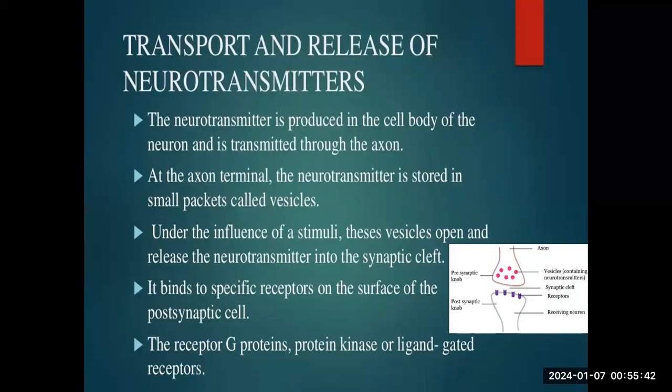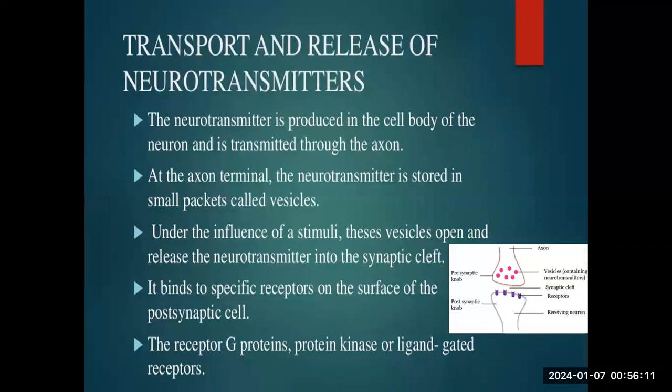Transport and release of neurotransmitters. The neurotransmitter is produced in the cell body of the neuron and is transmitted through the axon. At the axon terminal, the neurotransmitter is stored in small packets called vesicles. You can see right here, these are the small packets called vesicles which contain the neurotransmitters.